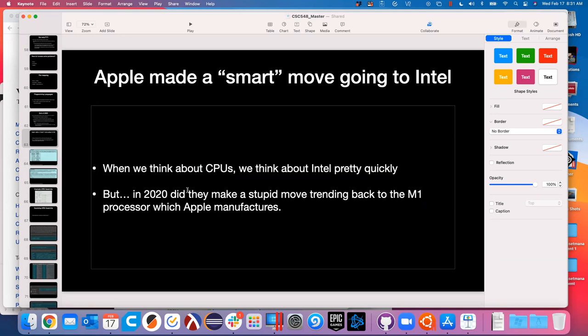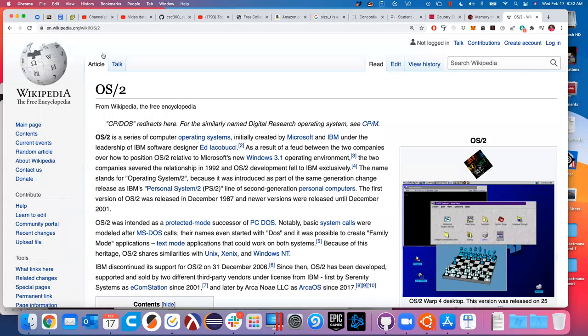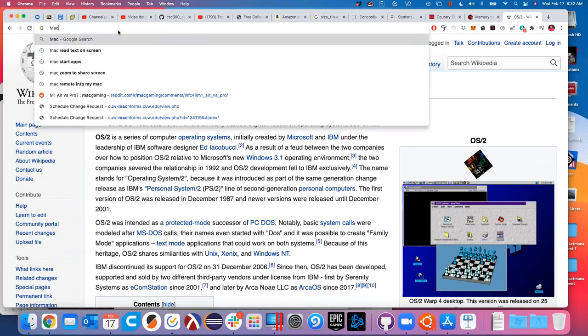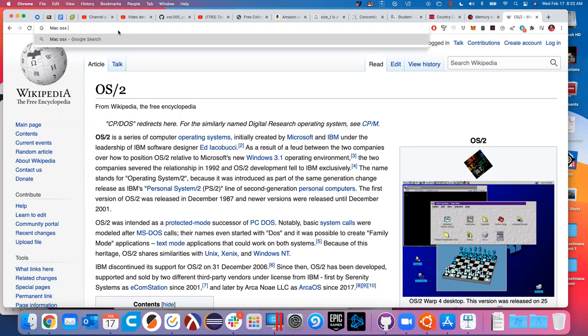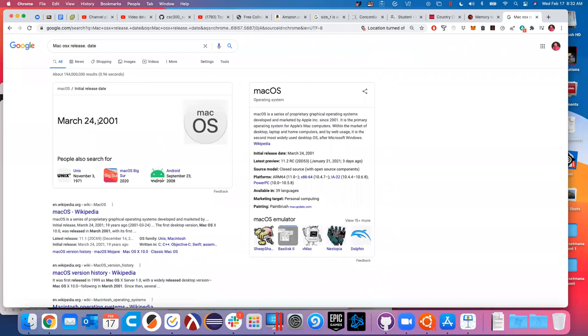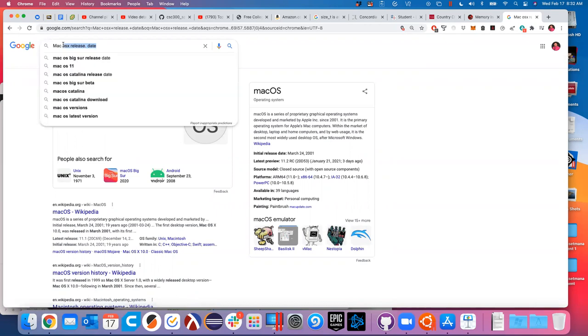in, let's see, what year would they have made that? That shift probably in 2006-ish, 2007-ish. It would have been 1 year after the original OS X. Yeah, so it must have been 2002. So Mac moving to Intel.